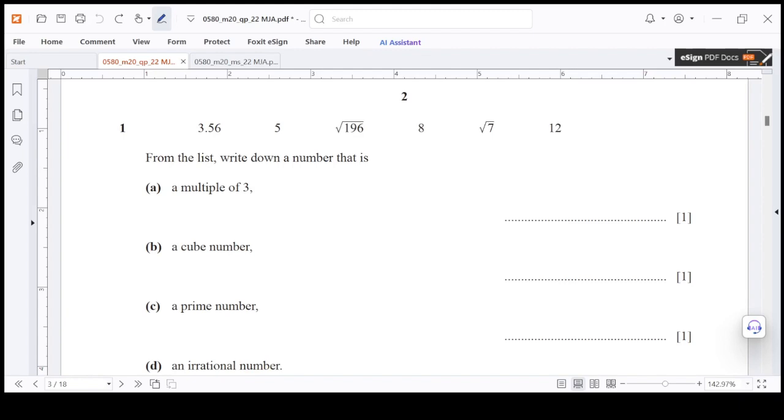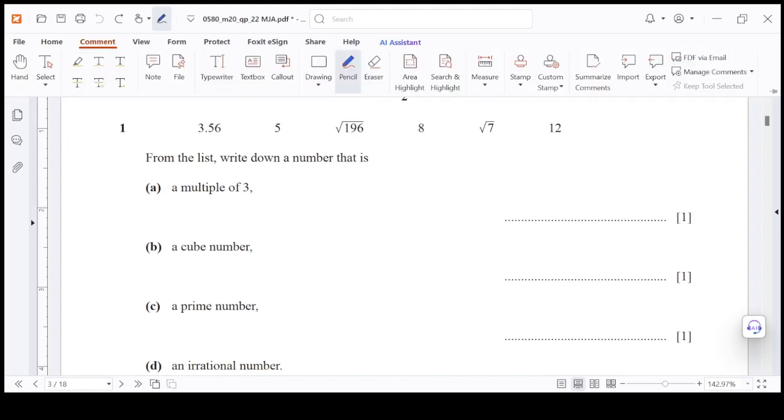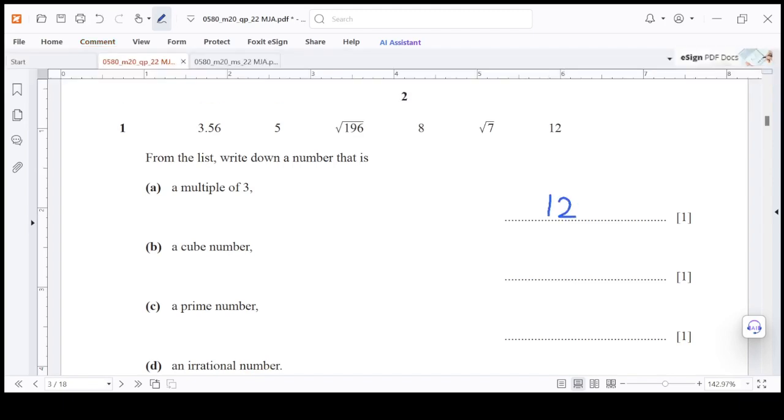From the list, write down a number that is a multiple of 3. So a number that comes in the table of 3, that is going to be 12. Next, a cube number. Cube number would be 8 because 2 cubed is 8. A prime number would be 5, a number that is only divisible by 1 and itself.